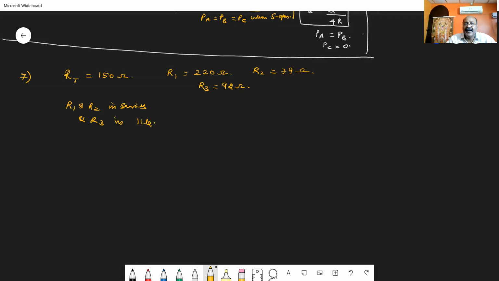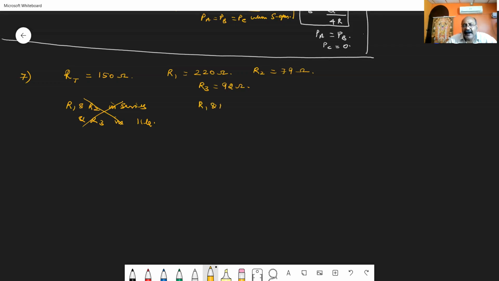If I am taking R1 and R2 in series, then it is wrong, because 220 plus 79, when I am taking R1 and R2 in series, the resistance will be more than that of 150. So this is not possible. So this option I should not take. So I am going for another option. What is the other option?